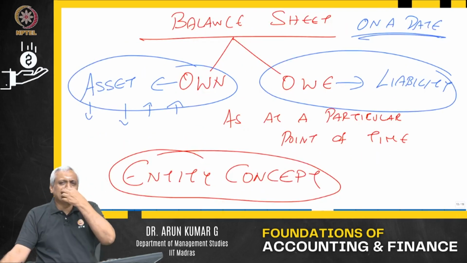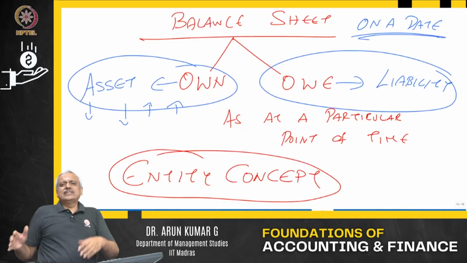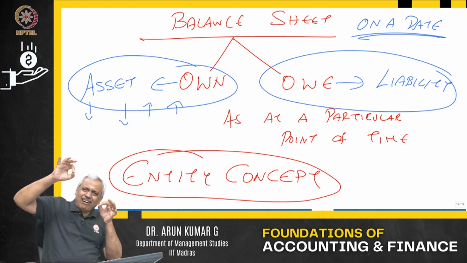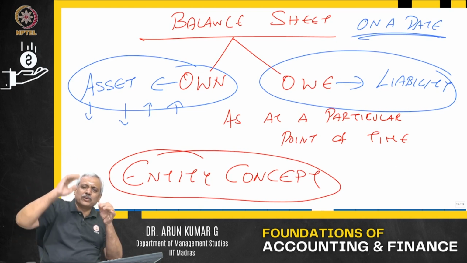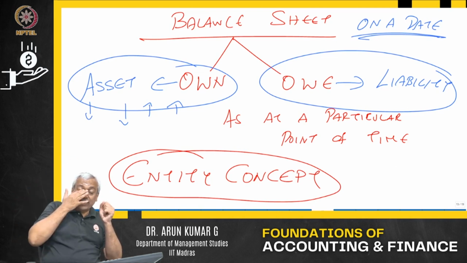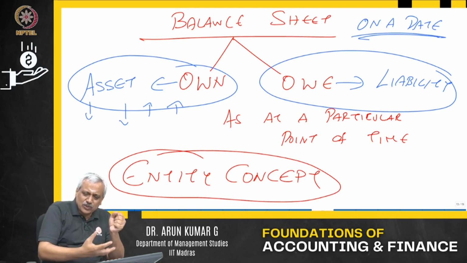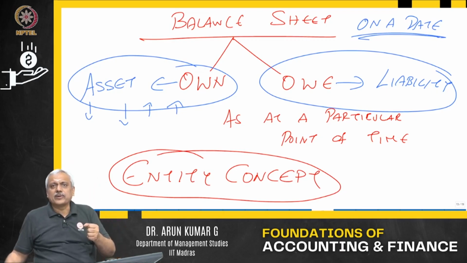Then I did mention about the balance sheet. I said balance sheet is what you own and what you owe as on a specified date. You take a specified date, end of today, what is it that you own and what is it that you owe is what we talk about out here.